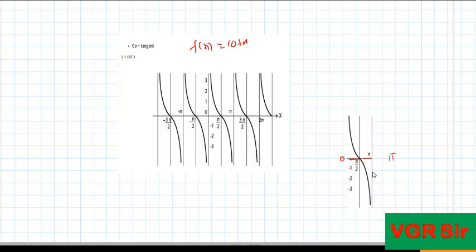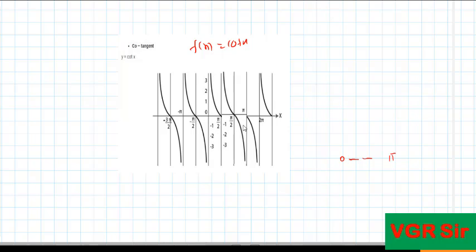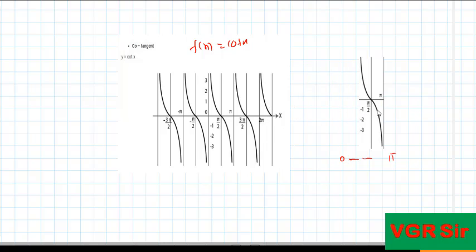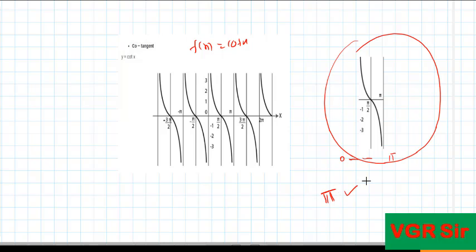So place this graph here. See, observe here. Next, see here, next, completing. That's why this is one of the complete cycles of the cot graph with the length of pi. That's why pi is the period of the cot function, and the cot function is said to be a periodic function.